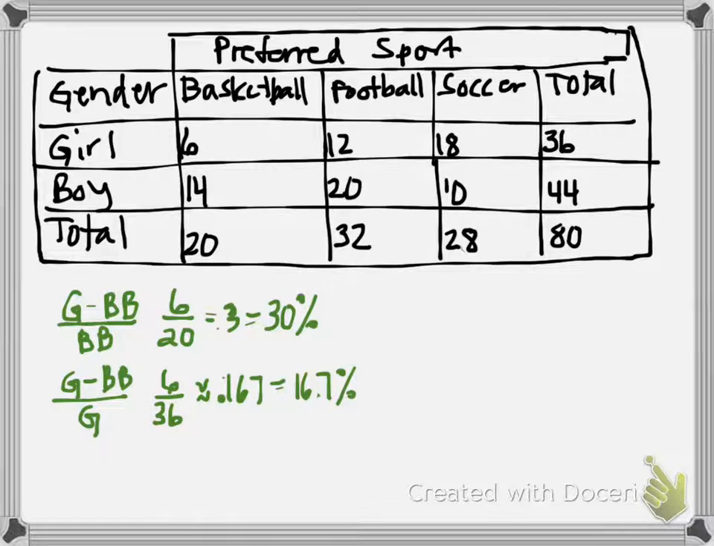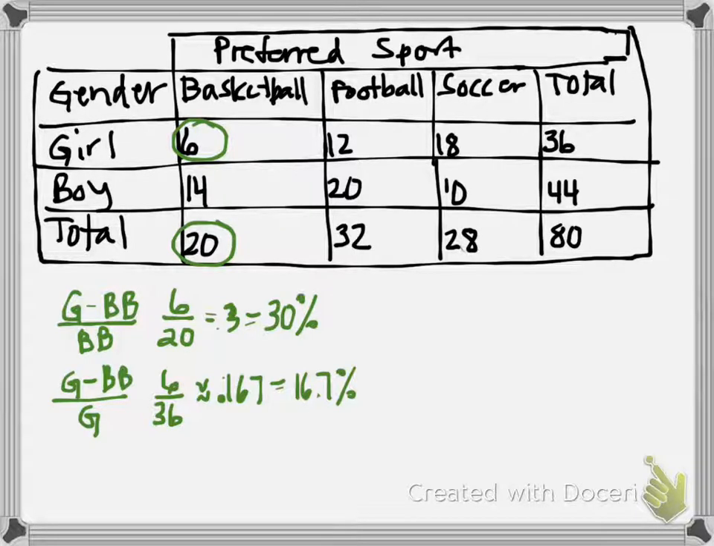Okay? So if I wanted to compare all the girls who chose basketball to everyone who chose basketball, I do the first set of calculations. So I used this total and that joint relative frequency. Or that's not really joint, but that joint category of girl with basketball.